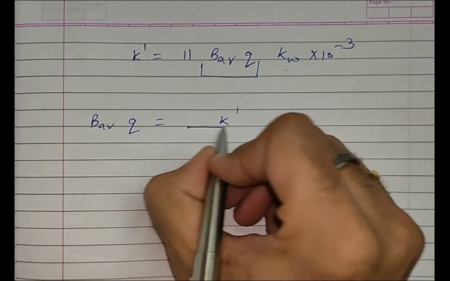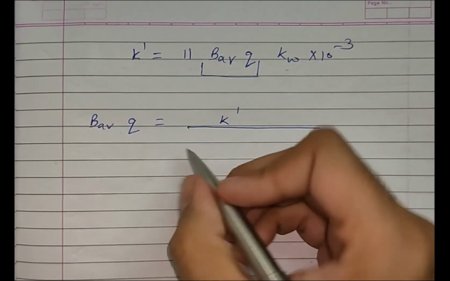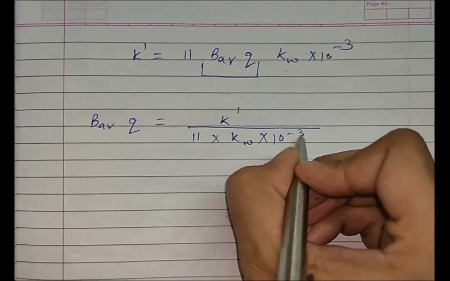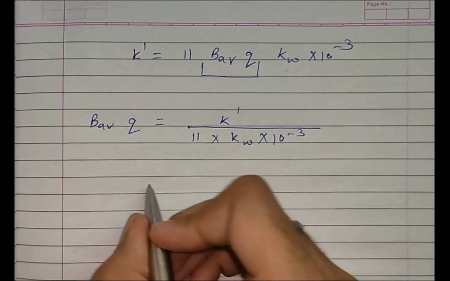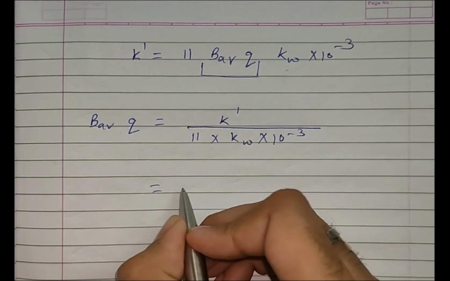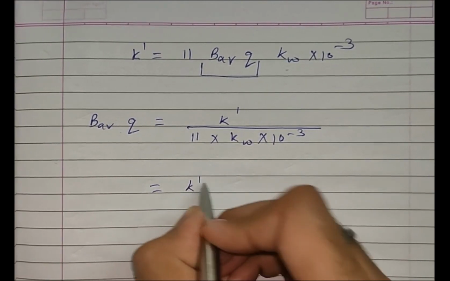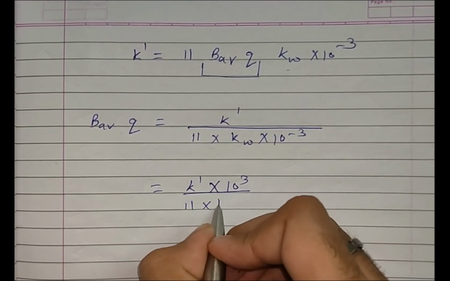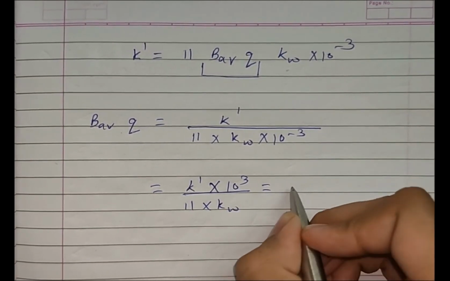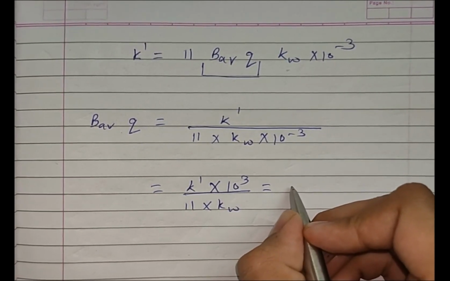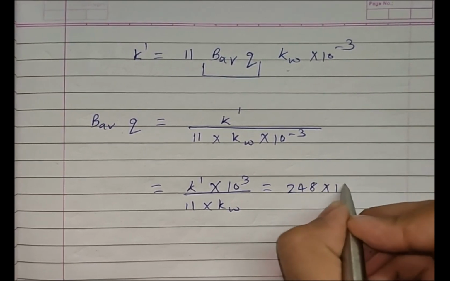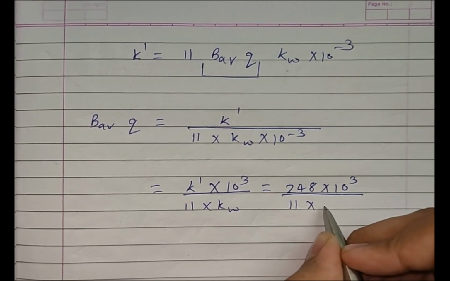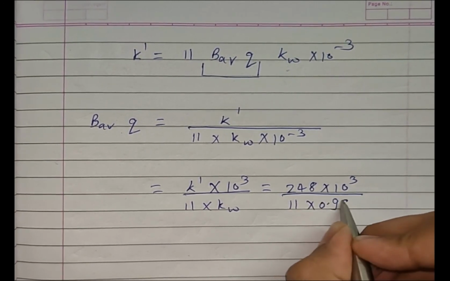So we need to find the product of BAV and Q, making them the subject of the equation. That would be nothing but K dash divided by 11 multiplied by KW multiplied by 10 raised to minus 3. So this can further be written as K dash multiplied by 10 raised to 3 divided by 11 into KW. Substituting the values, K dash is 248 multiplied by 10 raised to 3 divided by 11 into the value of KW, which is 0.955.